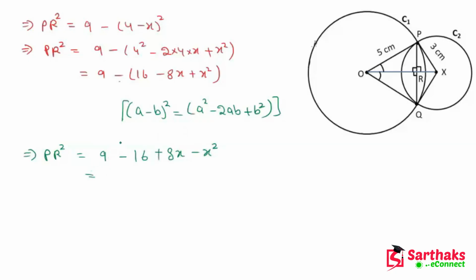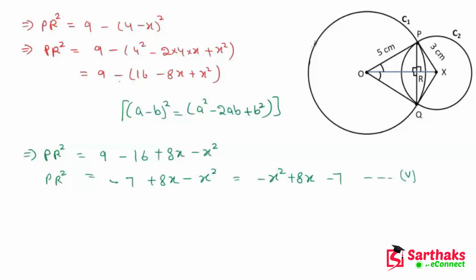So here, if you solve this, we get minus 7 plus 8x minus x square. Okay, so we can write it as minus x square plus 8x minus 7. So this is what? This is PR square. Okay. Now let's suppose this is equation number 5.